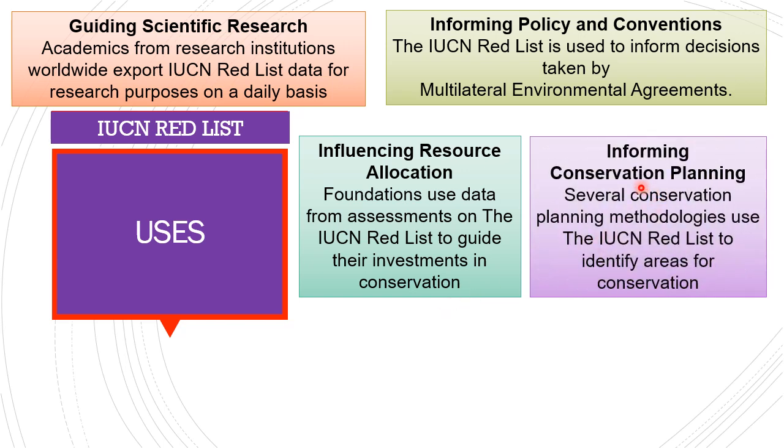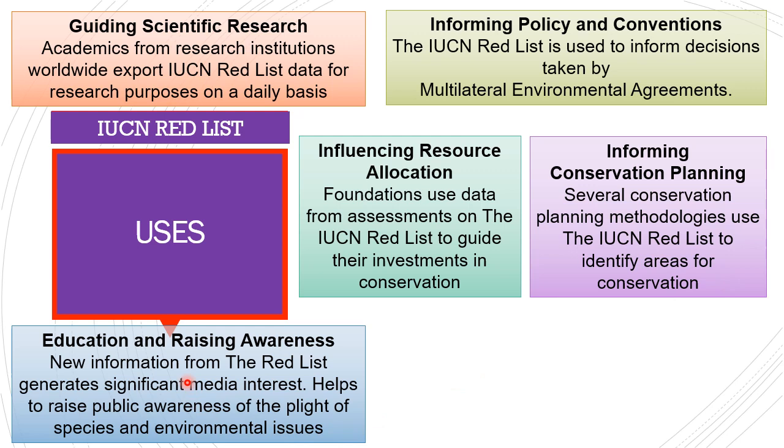Informing conservation planning. Several conservation planning methodologies use the IUCN Red List to identify areas for conservation. That is, which areas we should conserve first. That is decided most of the time by the fact as to whether threatened species exist in that area or not.